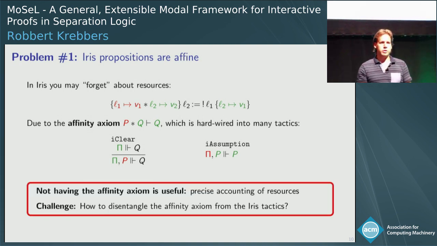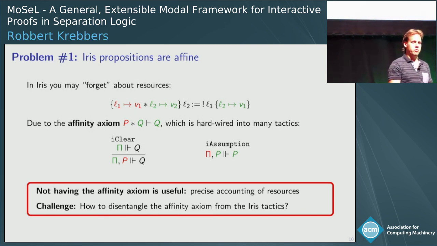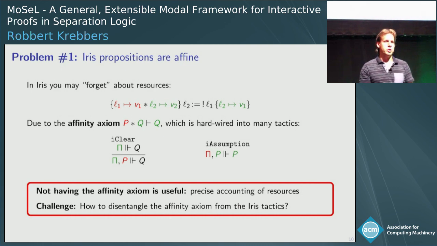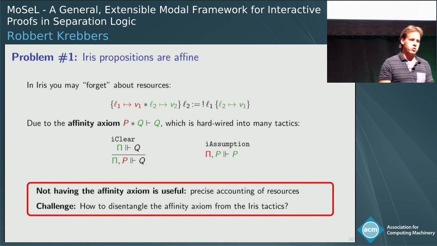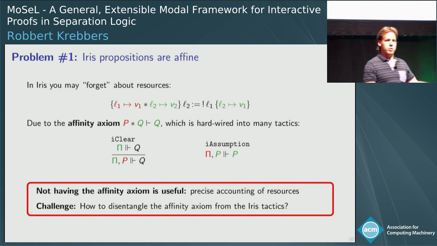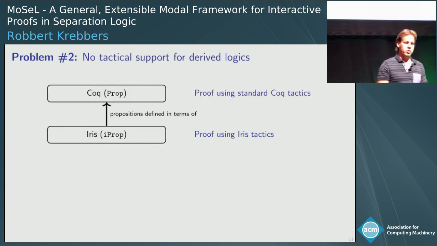So what is the issue here? Not having this axiom is in fact useful because it allows one to give more precise accounting of resources whenever you are dealing with a language in which you have an explicit free operator. So the challenge that we have here is how can we somehow disentangle this axiom from the Iris Proof Mode tactics.